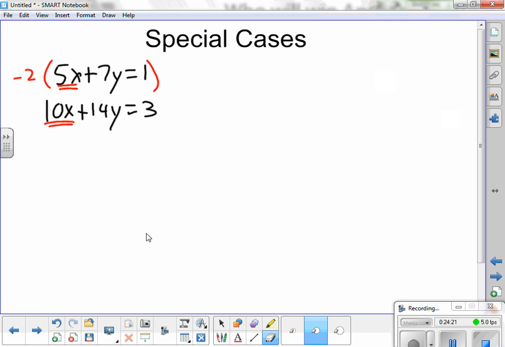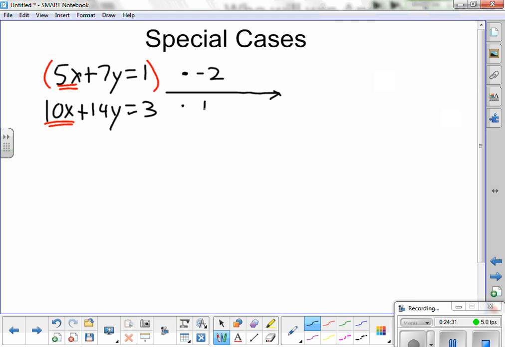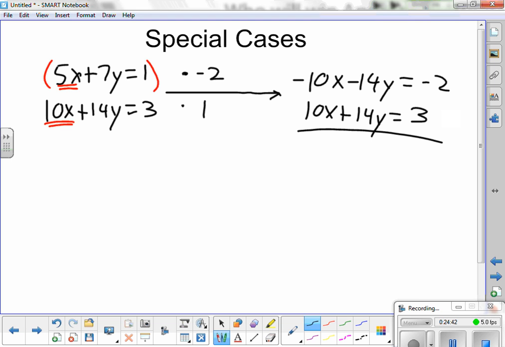Oh, I was showing it over here. Normally I show my classes like this: draw an arrow, you're multiplying the top by negative 2, multiplying the bottom by just 1. That's negative 10x minus 14y equals negative 2, and 10x plus 14y equals 3. Looking at this, these cancel and these cancel. You canceled everything on that side, and you got a 1 on that side. So the problem here is that your variables are gone. You can't solve for anything else because you're all out of variables.